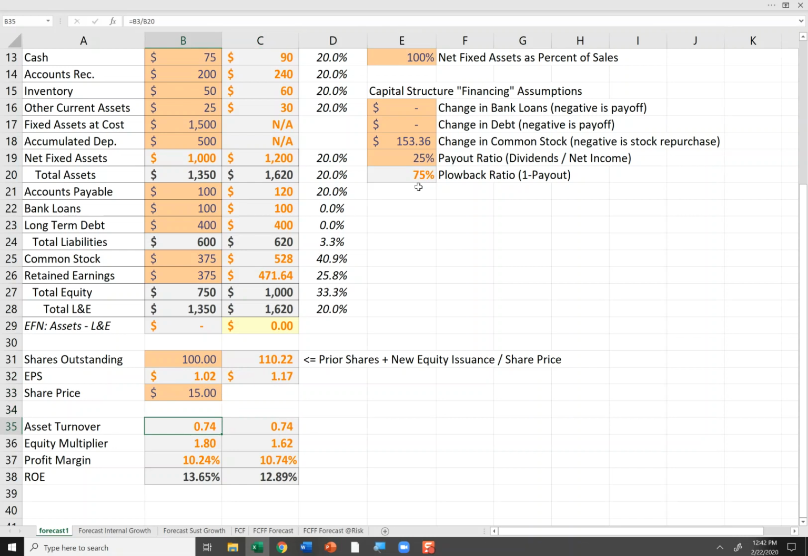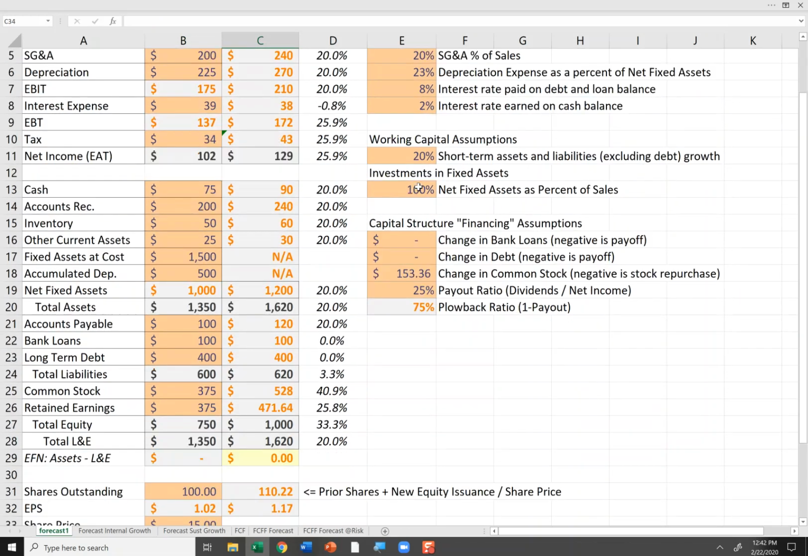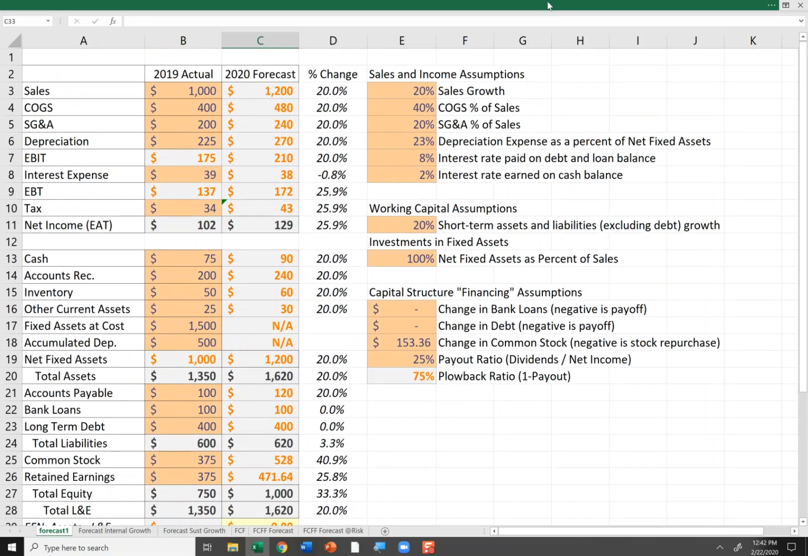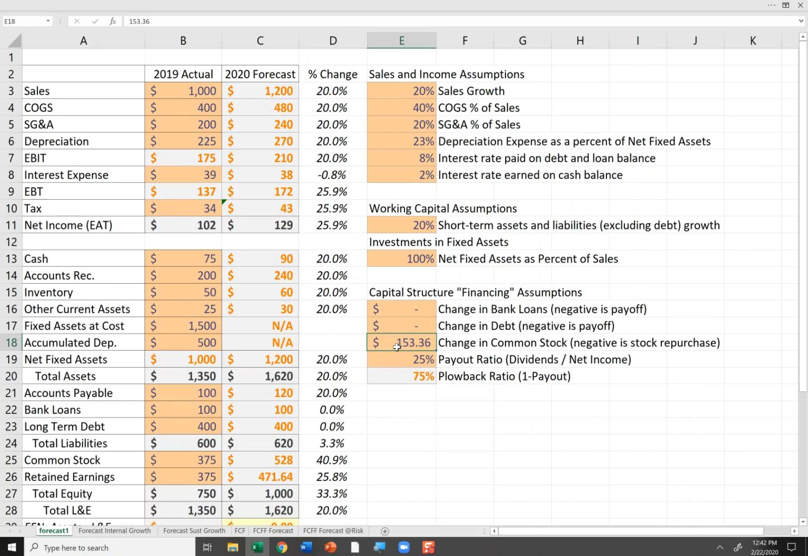And I can look at it using the DuPont formula. I can look at how it affects my asset turnover, equity multiplier, profit margin. And you can see my total ROE goes from 1365 to 1289. So this is an easy way to close your gap if you want to use common stock to finance that difference.